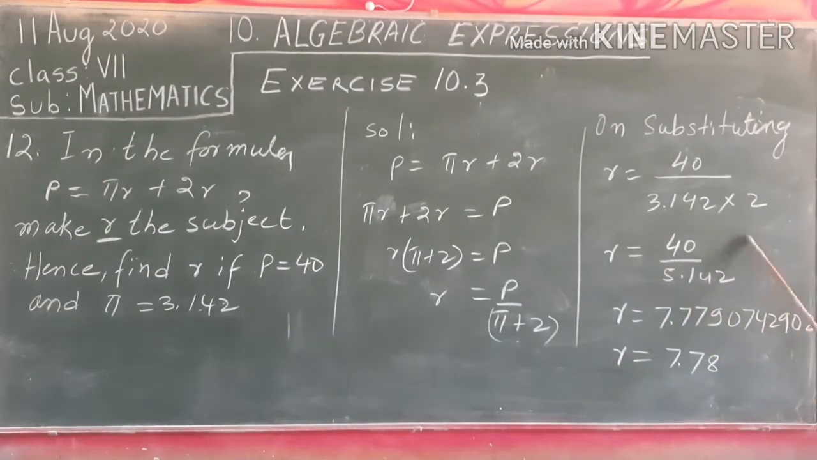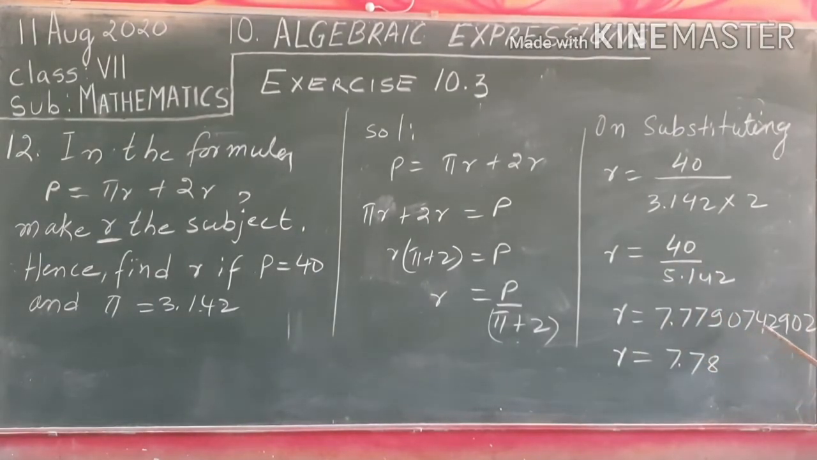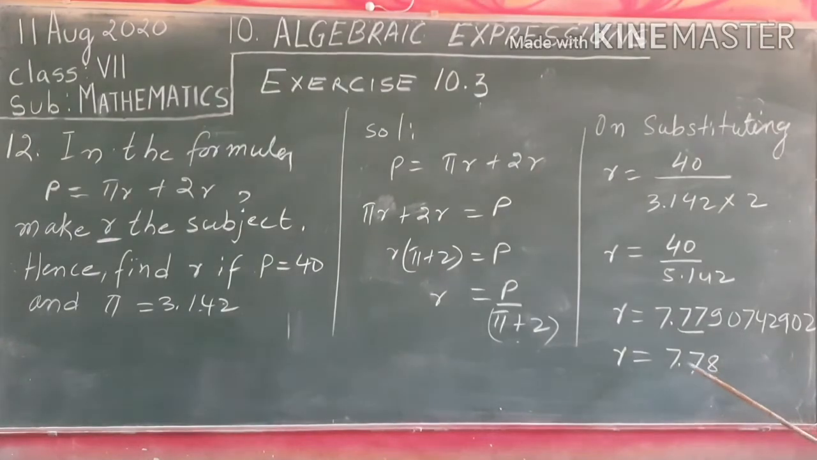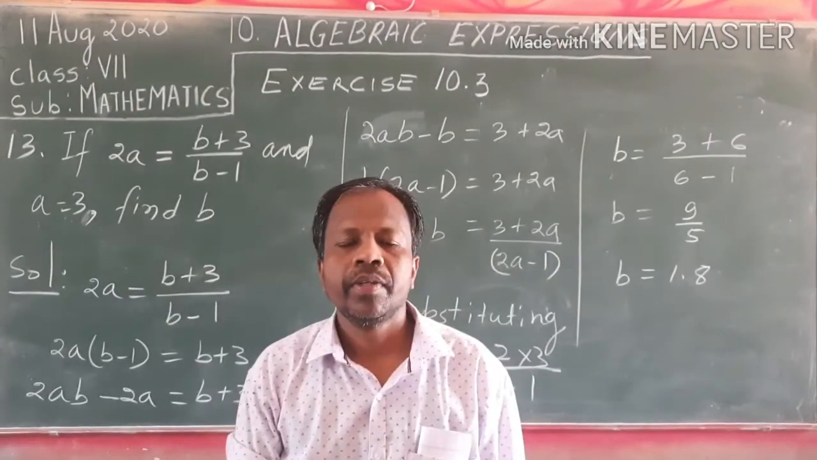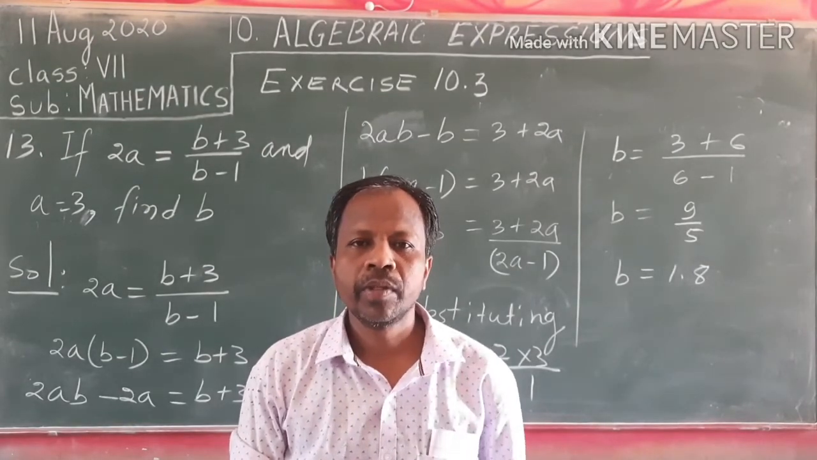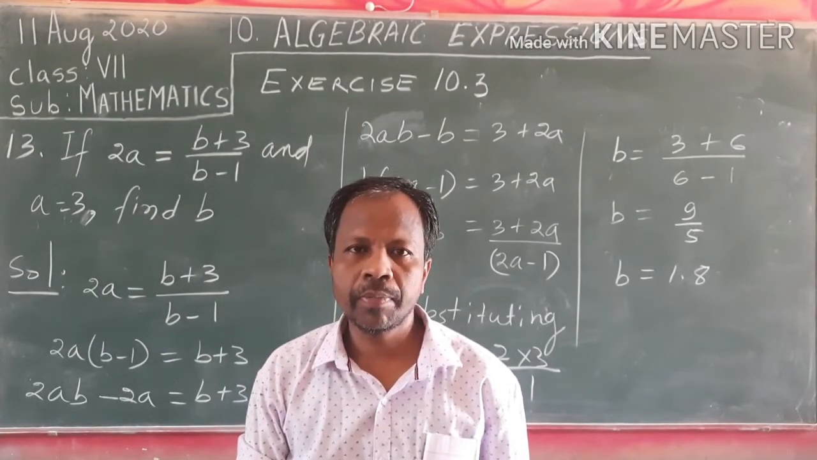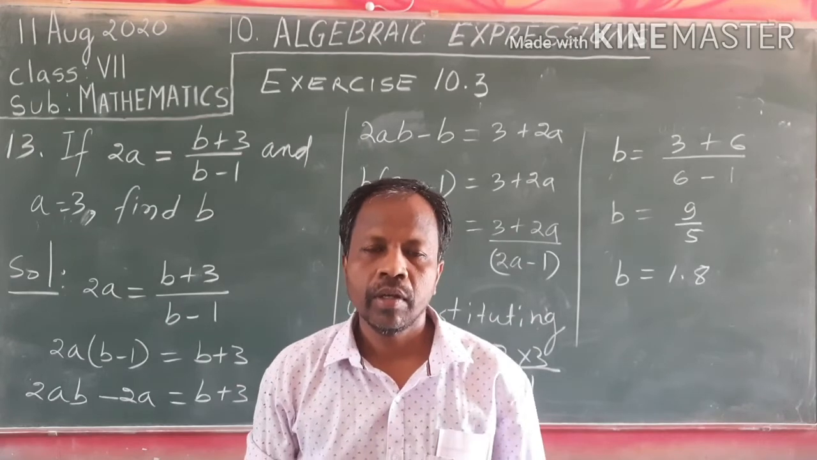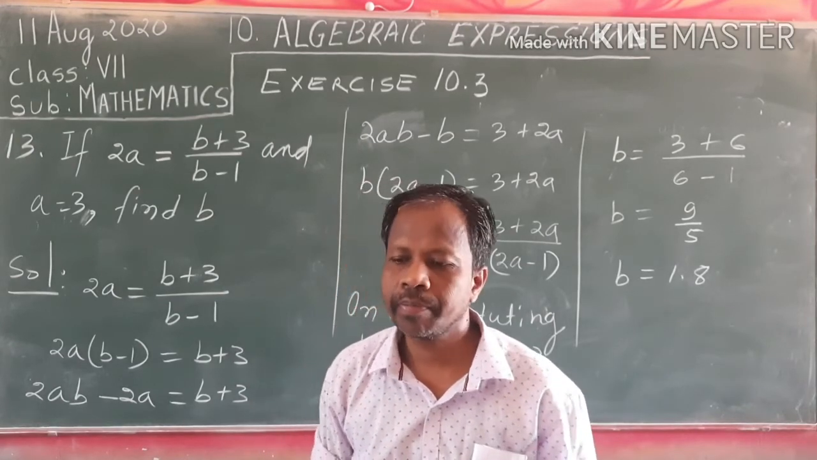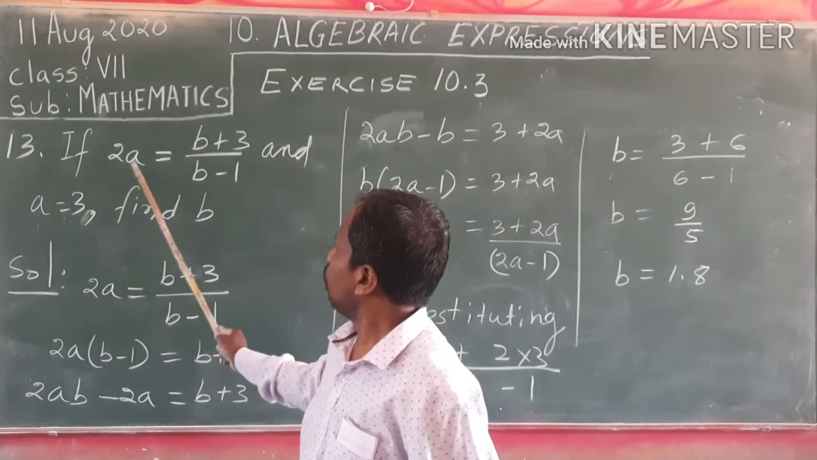On simplifying this, we get 7.79907492. So we have to take 2 decimal places. Since this number is bigger than 5, we will round it off. We will increase by 1 here. So our value is what? 7.80.